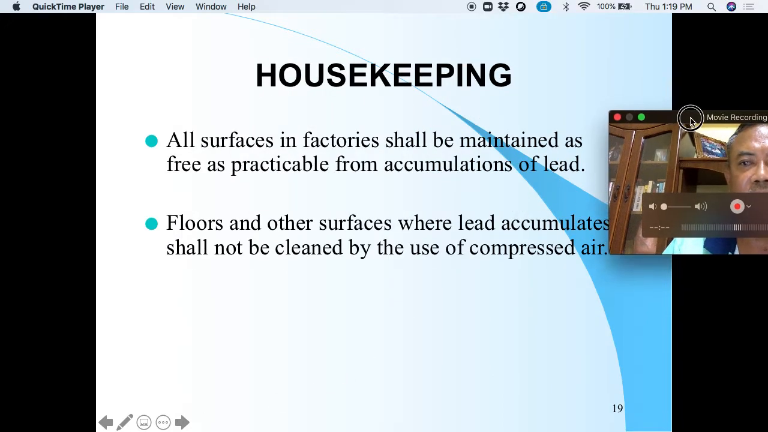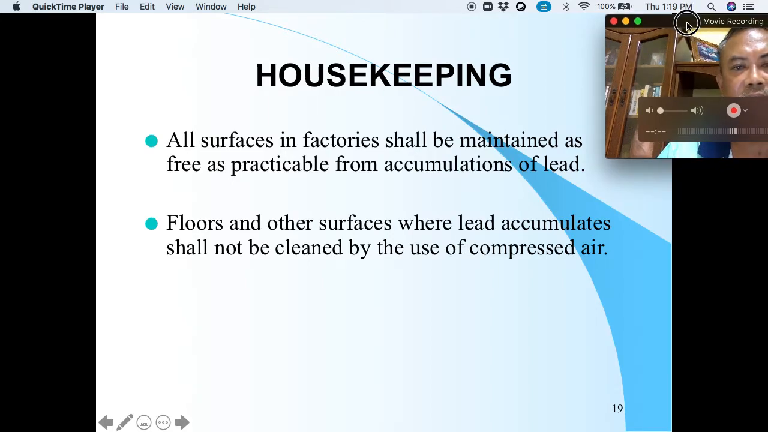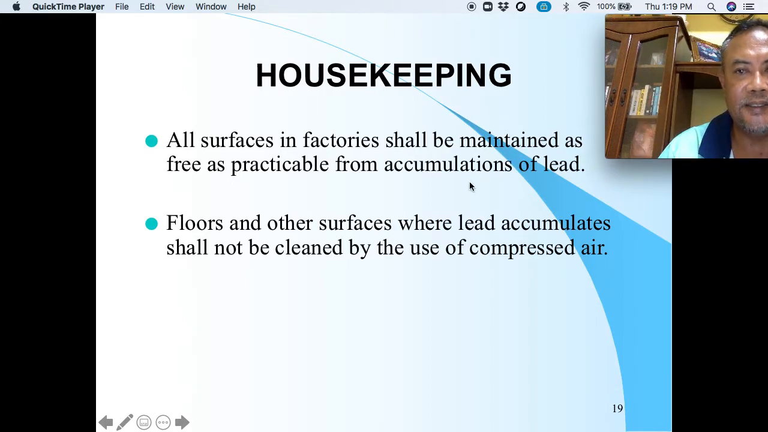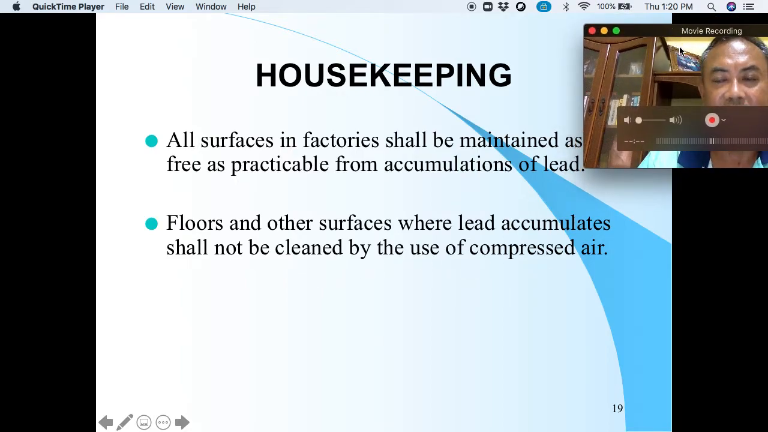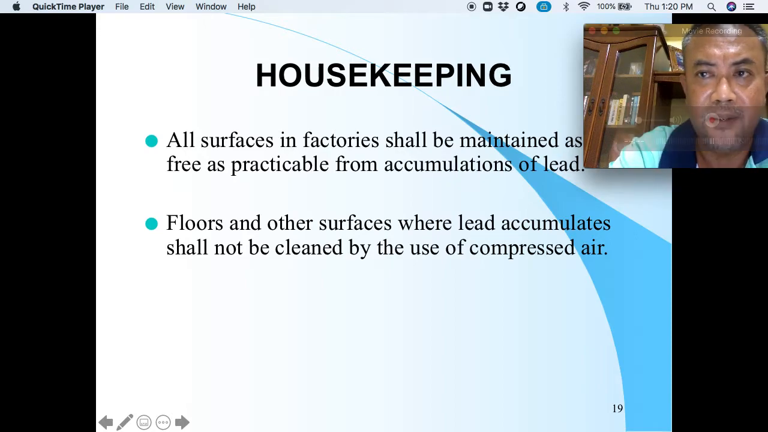And then they have to do housekeeping. So all surfaces in the factory shall be maintained as free as practicable from accumulation of lead. Floors or other surfaces where lead accumulates shall not be cleaned by the use of compressed air. Compressed air maksudnya apa? Dia tak boleh guna tembakkan angin. Angin tak boleh sebab lead ni akan terbang di udara. So they cannot use compressed air. They have to do housekeeping, but they cannot use compressed air.